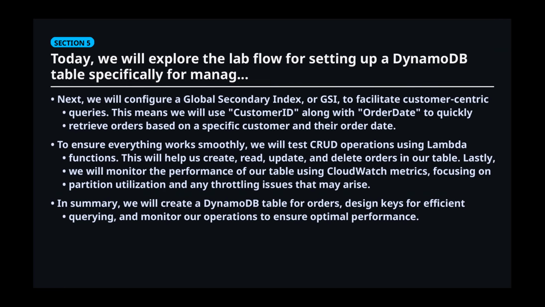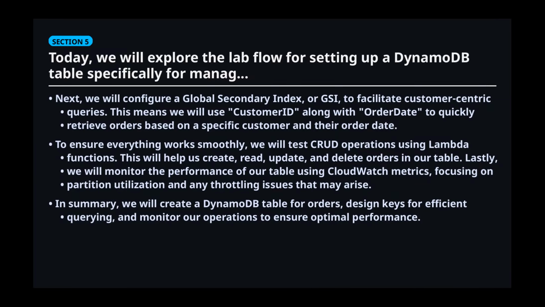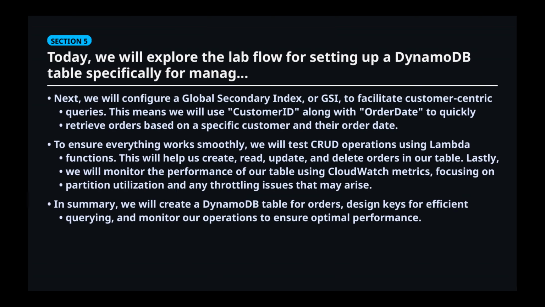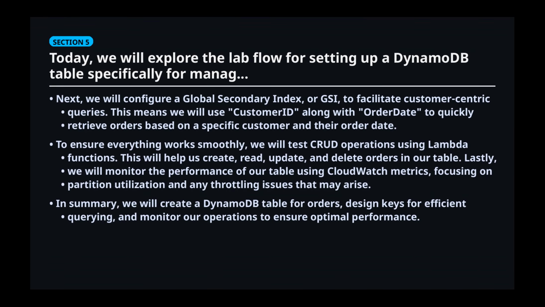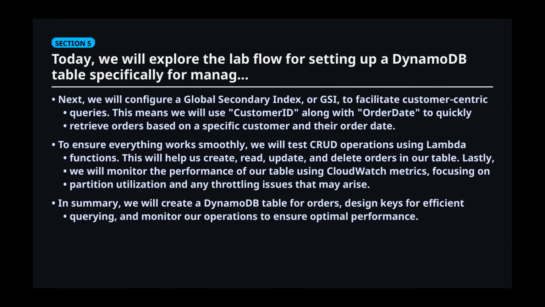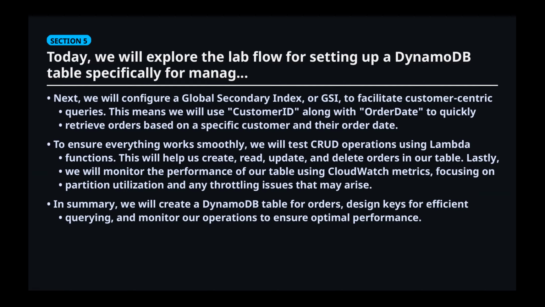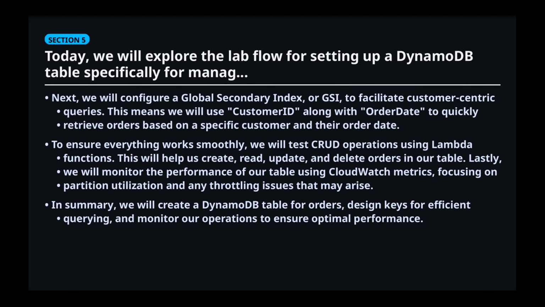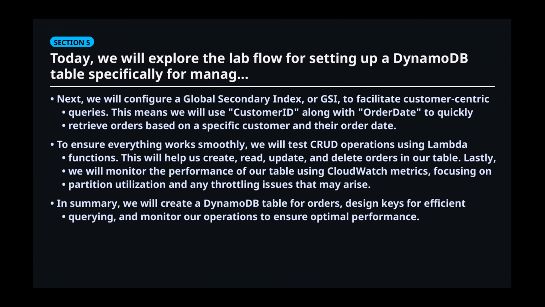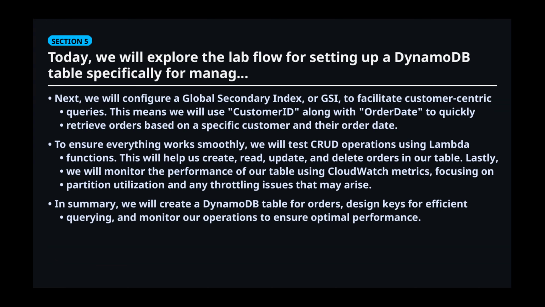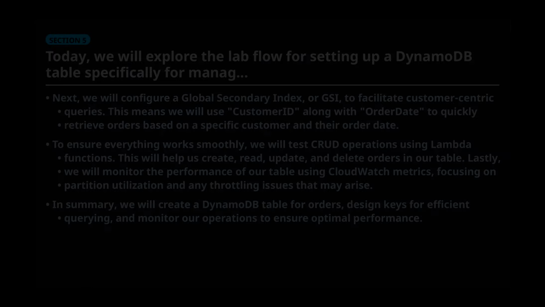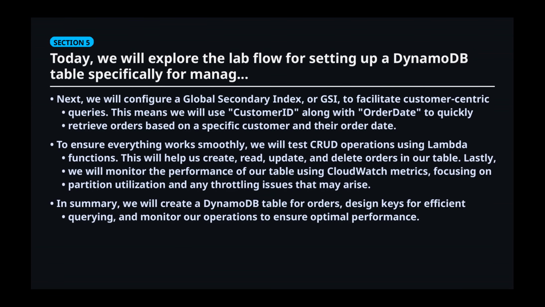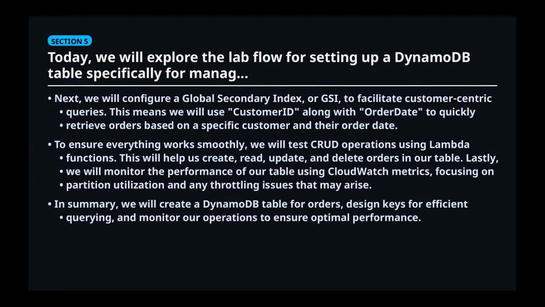Next, we will configure a global secondary index, or GSI, to facilitate customer-centric queries. This means we will use customer ID along with order date to quickly retrieve orders based on a specific customer and their order date. To ensure everything works smoothly, we will test CRUD operations using Lambda functions. This will help us create, read, update, and delete orders in our table.